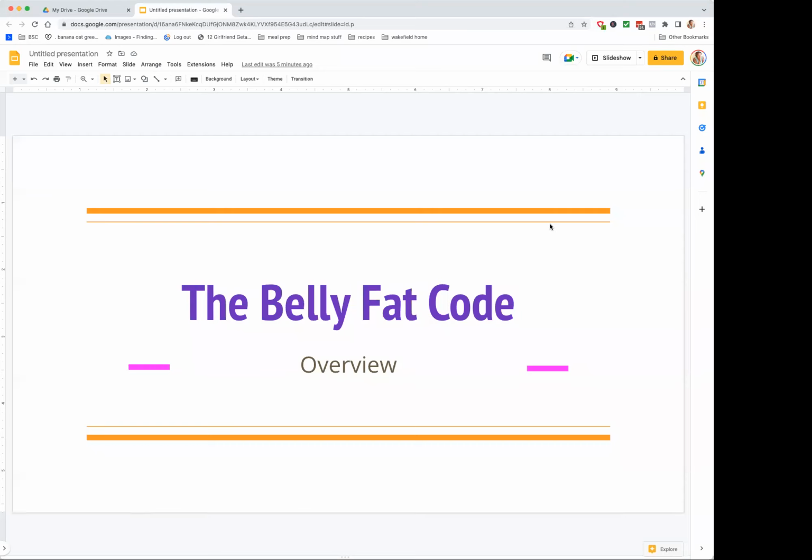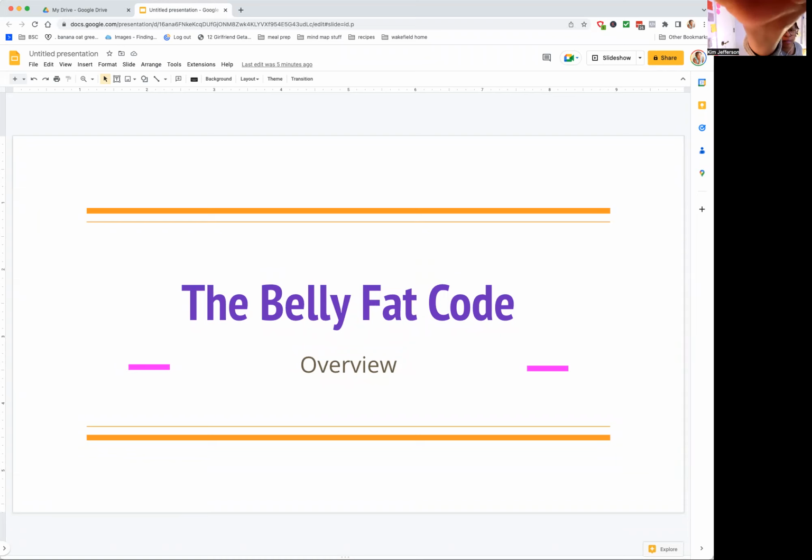Okay, so I've had some questions regarding what exactly the belly fat code is. So what I'm going to do right now is literally walk you through exactly what the belly fat code is.